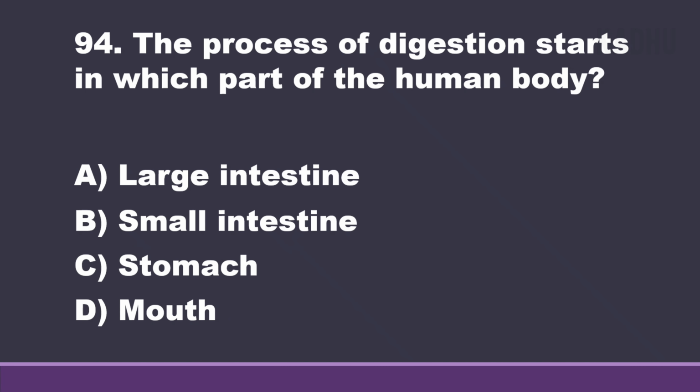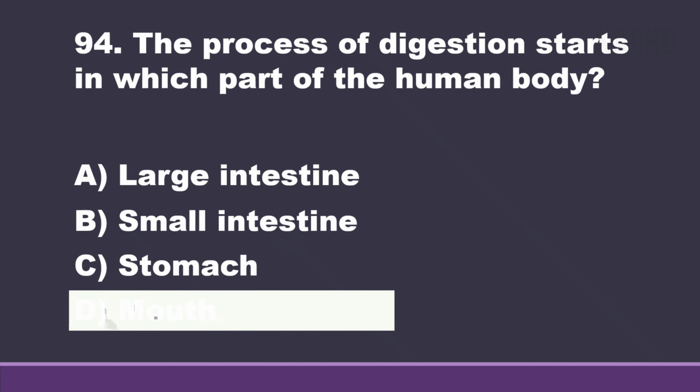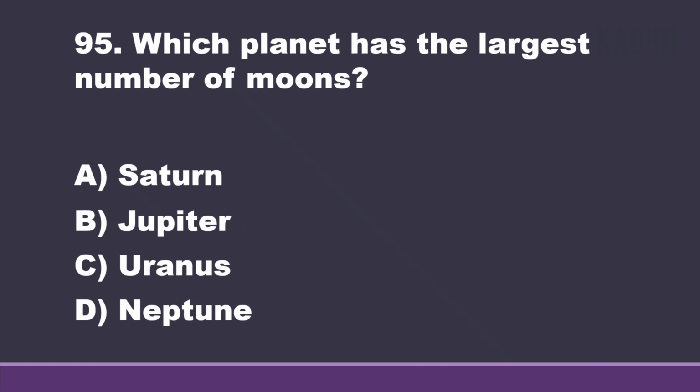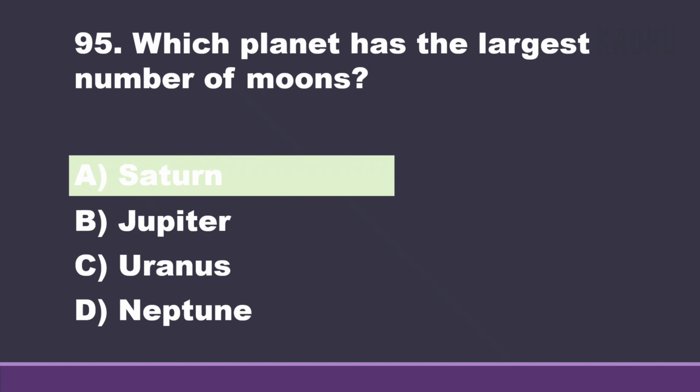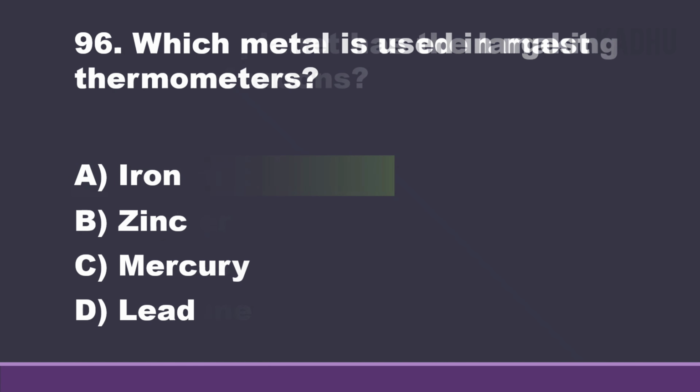Next question. The process of digestion starts in which part of the human body? So option D will be the correct answer. From the mouth. Next question. Which planet has the largest number of moons? So for this question, option A will be the correct answer. Saturn has the largest number of moons.